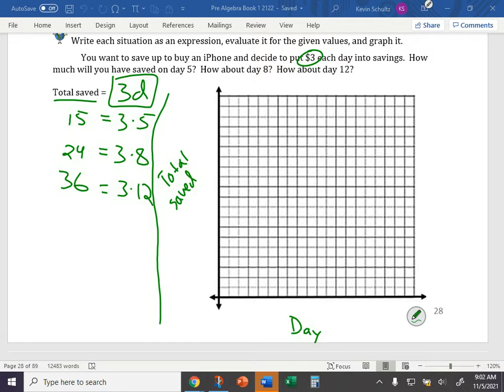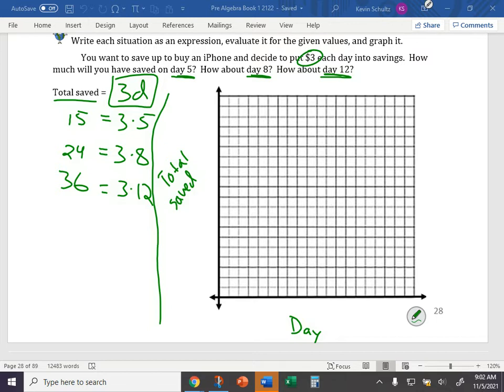Again, we're talking about the x-axis here, which means we're going to have to plot day 5, plot day 8, plot day 12. What makes the most sense to count by? Jeffrey, what do you think? 5? Okay. Camille? 2s? I would say we should count by 1s.